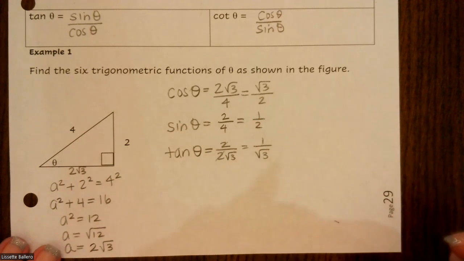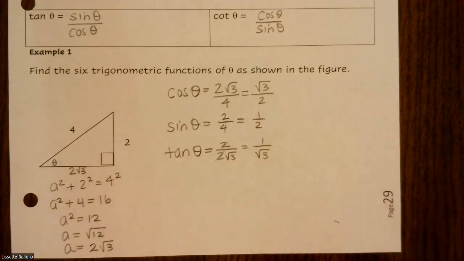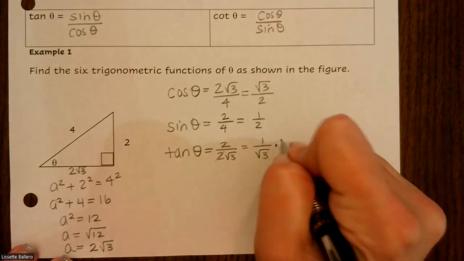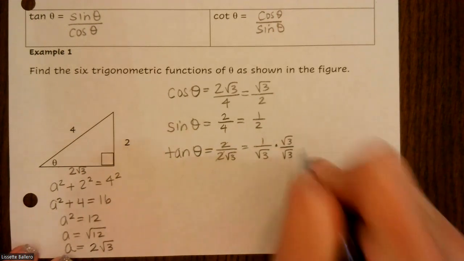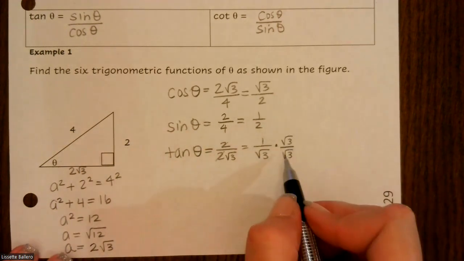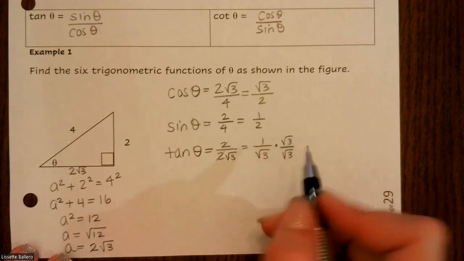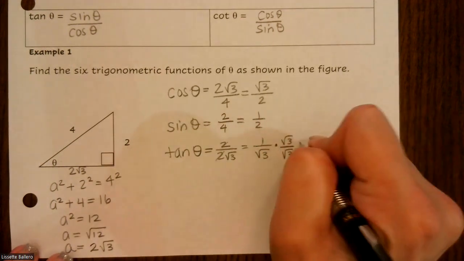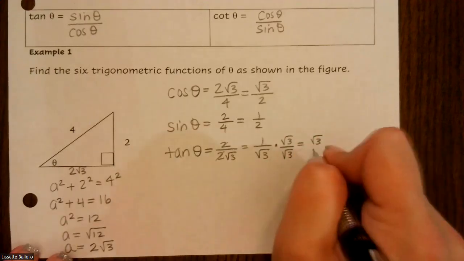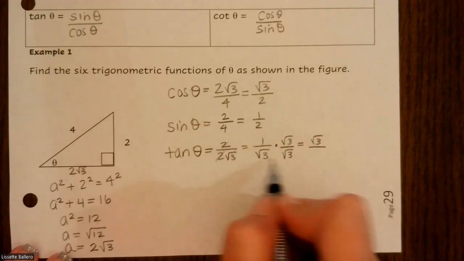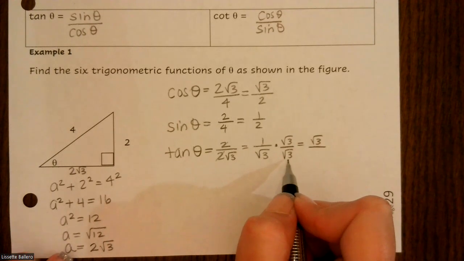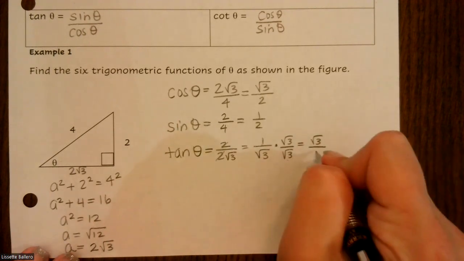Now, we do not leave a square root in the denominator. Remember that, so we want to rationalize. When you rationalize, you multiply times root 3 over root 3, because this is the same thing as 1, so I'm not changing the value. But when I multiply across now, I'm going to get the square root of 3 on top. And on the bottom, the square root of 3 times the square root of 3 gives us the square root of 9, which is just 3.